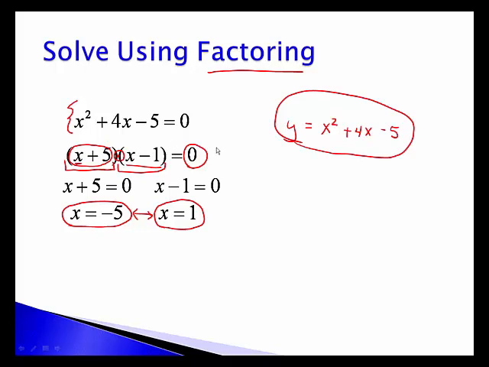I also want to point out for you that it is critical that you notice that this only works if this is equal to 0. Remember, the zero product property only worked because you told me thing 1 times thing 2 had to be equal to 0. So in order for this to work, this side must be equal to 0. And if it's not, you'll need to make that happen. Let's look at another example.